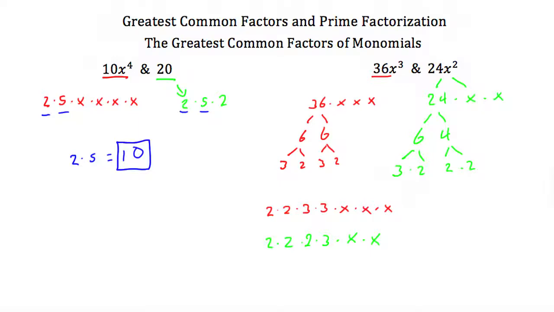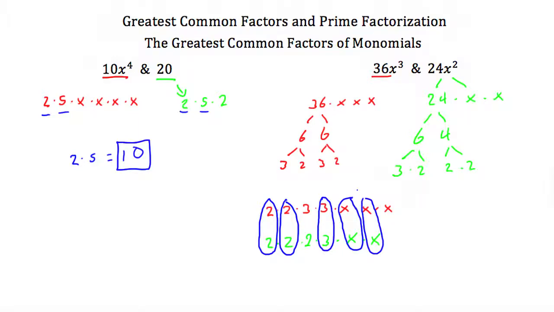Now let's look and see what we have in common here. We have a 2, we also have another 2. We also have a 3 in common with these two numbers. And we have an x in common with these two numbers, and another x in common with these two numbers. So my greatest common factor then would be 2 times 2 times 3 times x times x. Well, 2 times 2 is 4, times 3 would be 12, and x times x would be x squared. So my greatest common factor of 36x cubed and 24x squared would be 12x squared.